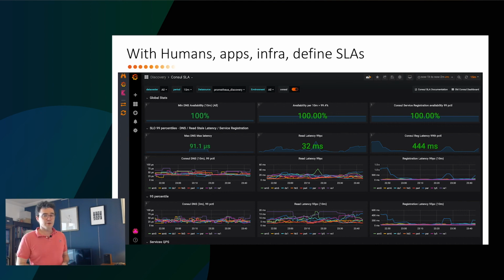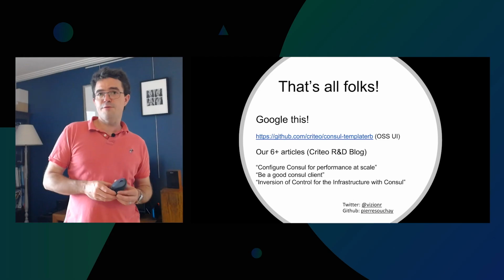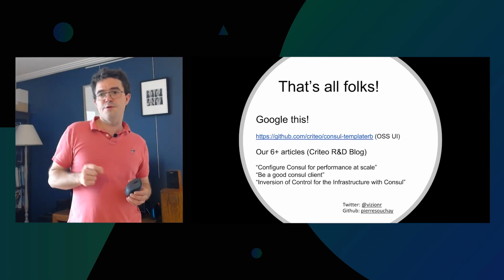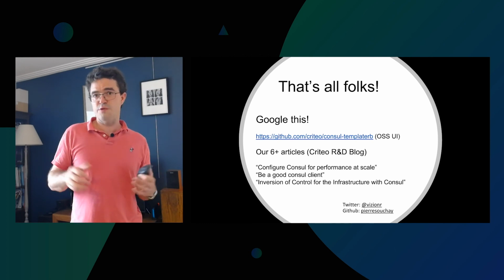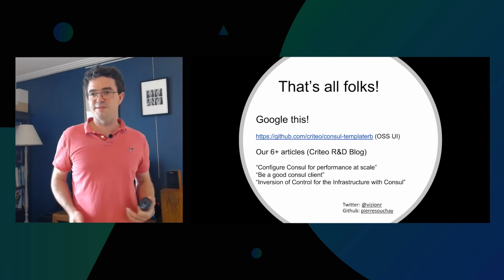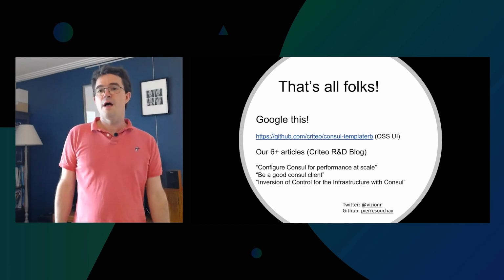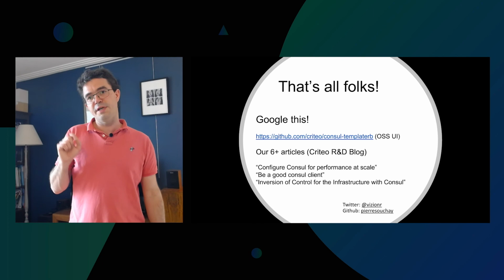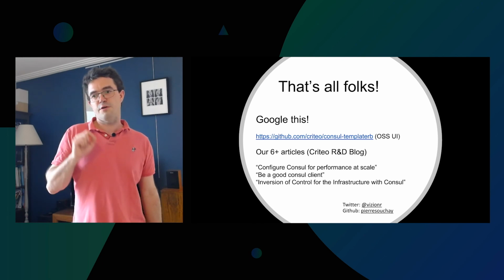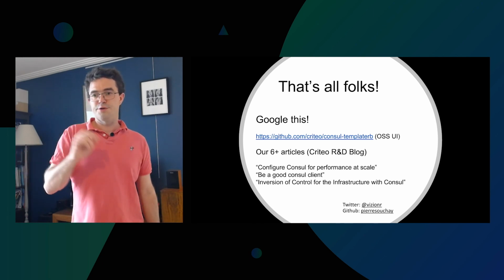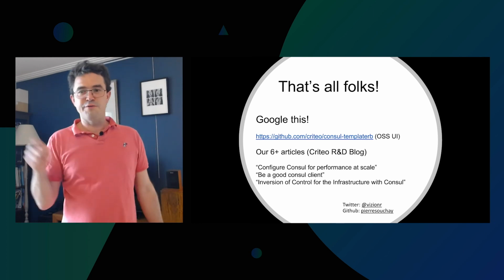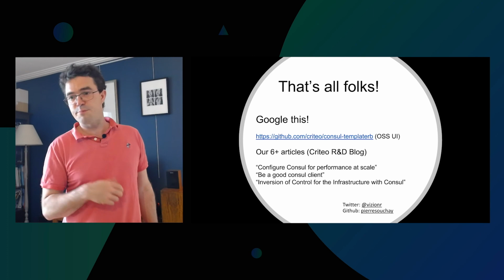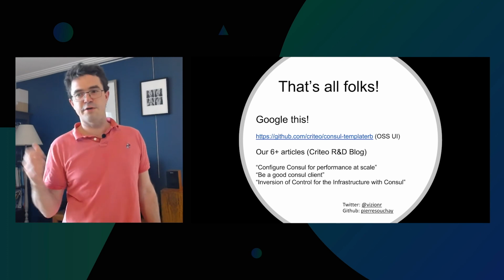So that's all for today. I will encourage you to have a look to Consul Template RB. It's open source. You can fork it, you can patch it, you can send pull requests. And we are also doing lots of articles on the Criteo R&D blog. So you can, for instance, Google, Bing, or DuckDuckGo, configure Consul for performance at scale, be a good Consul client, or inversion of control for the infrastructure with Consul.